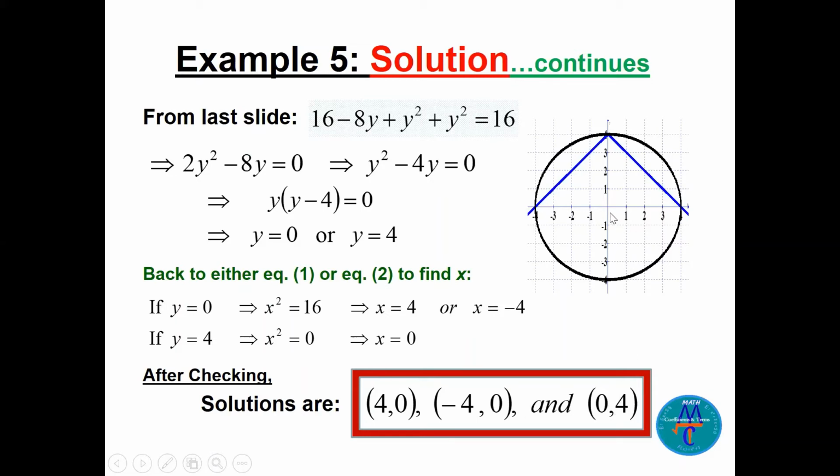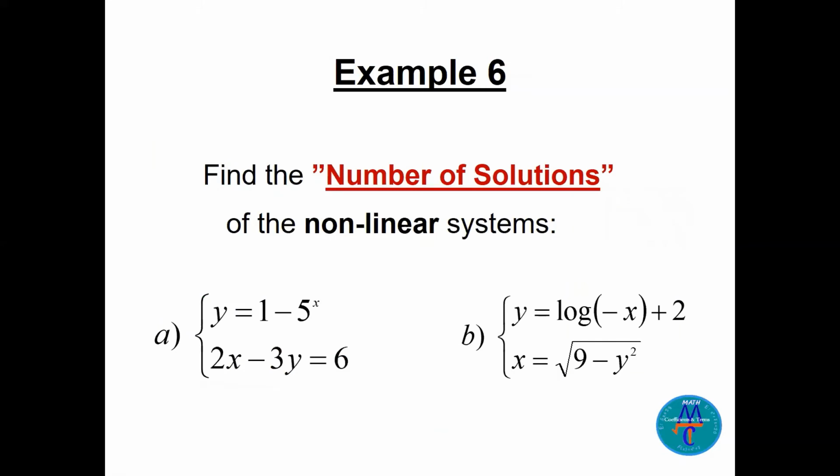And I put here the graph as usual as an extra tool so that you can see the two graphs, they intersect in 3 points. Find the number of solutions of the nonlinear systems. When we say find the number of solutions, usually it's not easy to solve the system by algebraic ways. So what can we do here?